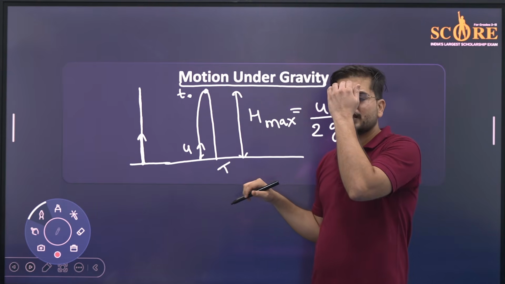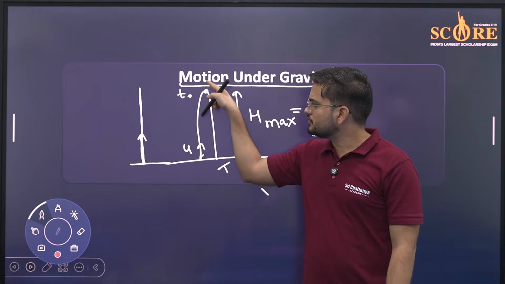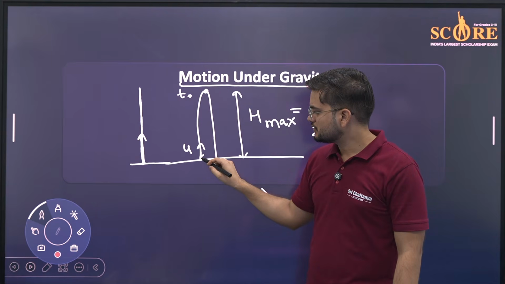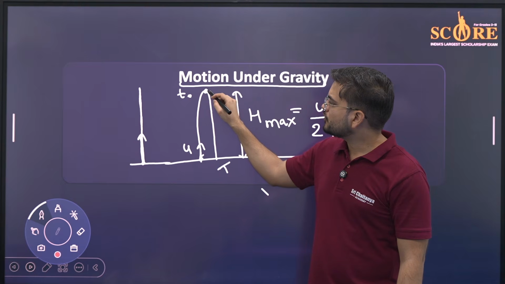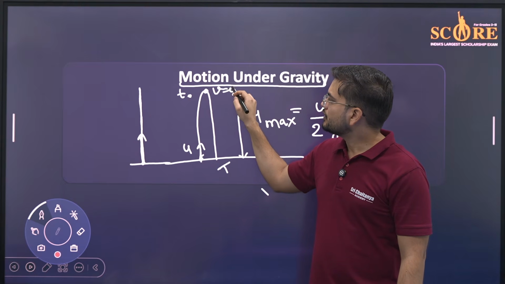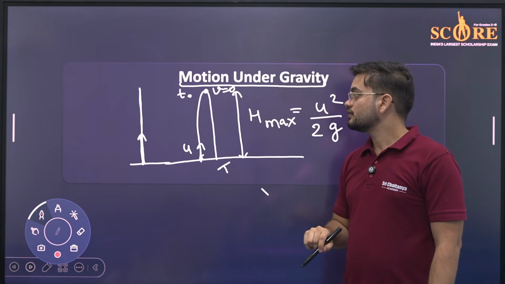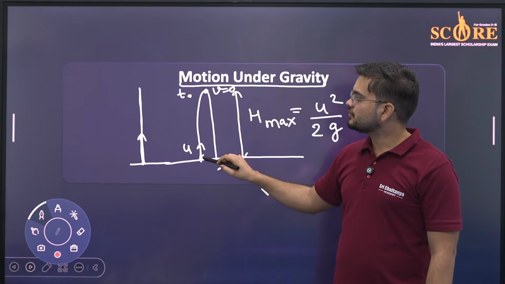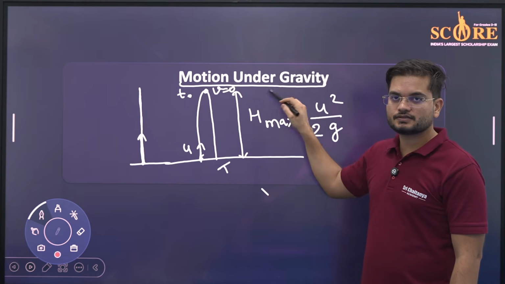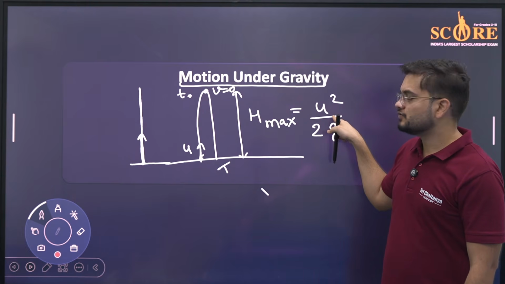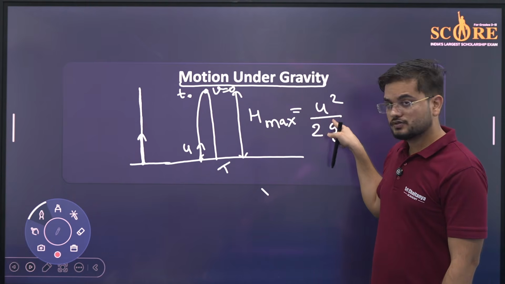By using the equation v square is equal to u square plus 2as between these two points, the initial point and the final point at the highest point. At the highest point, velocity of the particle will be 0. By using this equation, you can achieve H max is u square by 2g.